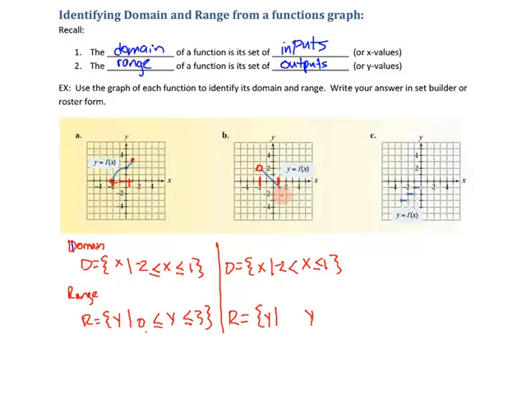The lowest value of y is down here at -1, and it's included because there's a dot that has a height of -1. And then the highest it goes up to is 2, so less than 2.